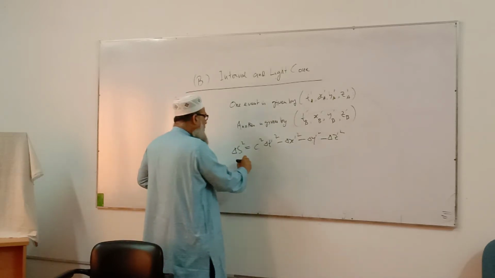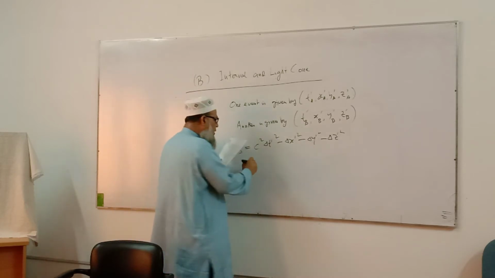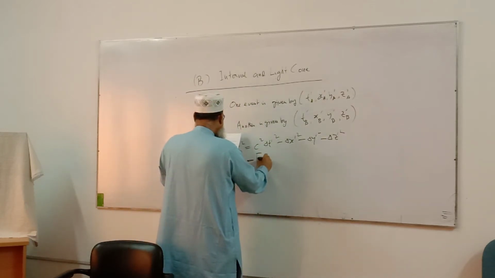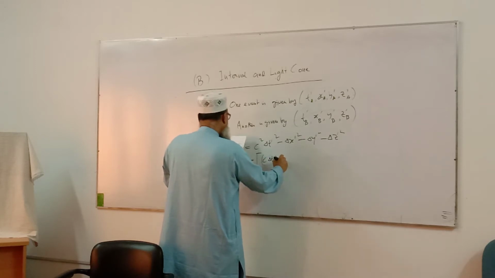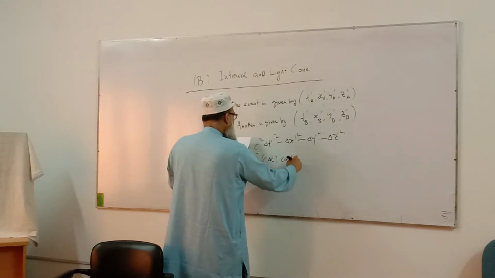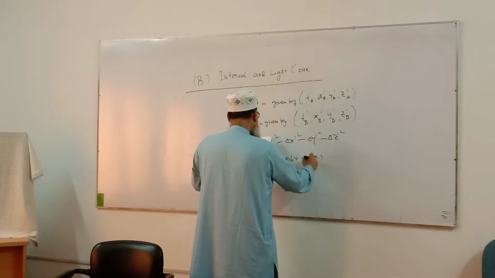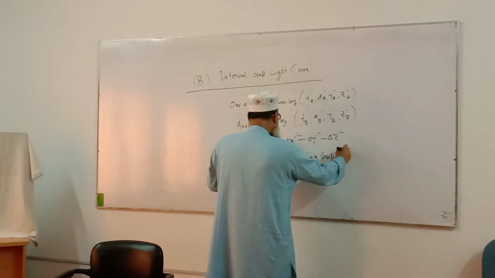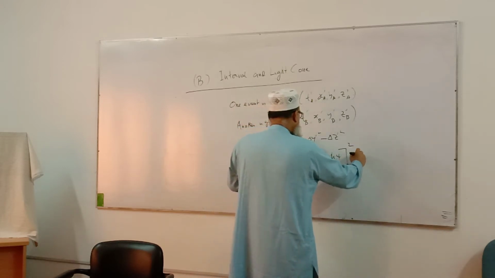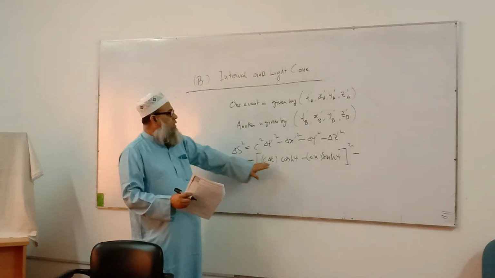Now, if you use the previous Lorentz transformation, you will write c del t cosh psi minus del x sinh psi, whole square, minus c del t prime square.